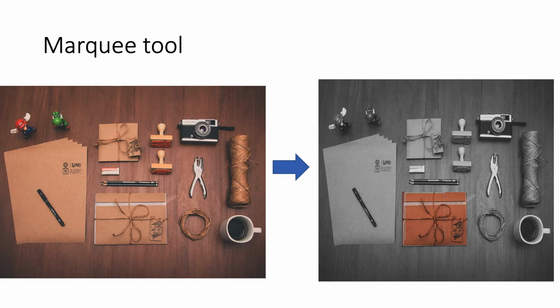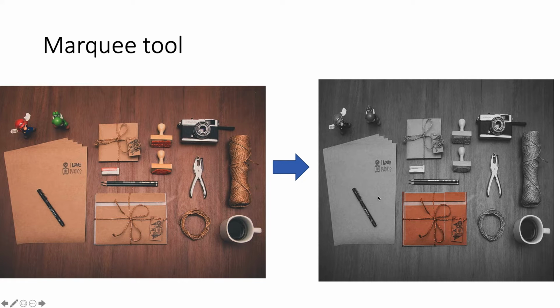On the left you see an image of various objects on the table, and what we want to achieve is I just want to highlight the folder in the middle which has string and knots around it. I want to pop it up. So the effect that I want to achieve is on the right, where I just want to increase the brightness and contrast of just the folder, but the rest of the image I want to turn into black and white.